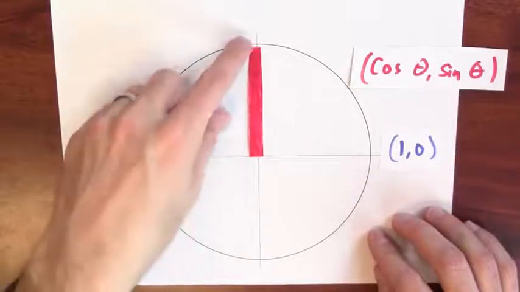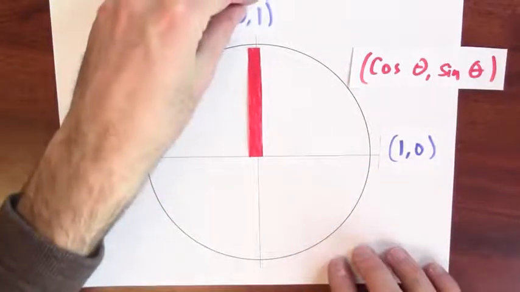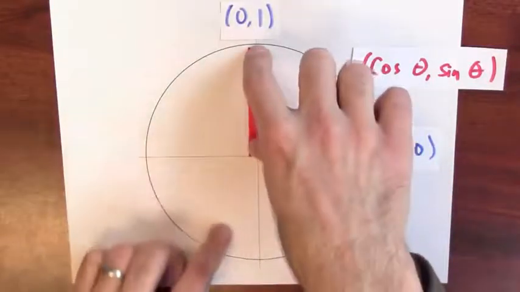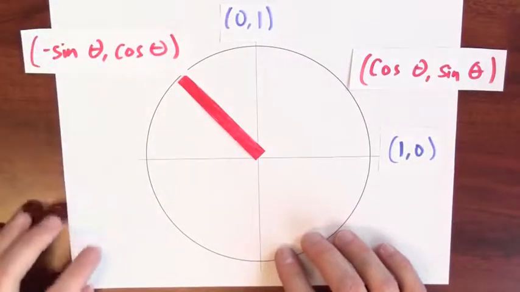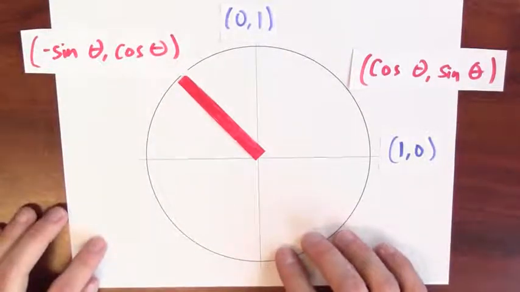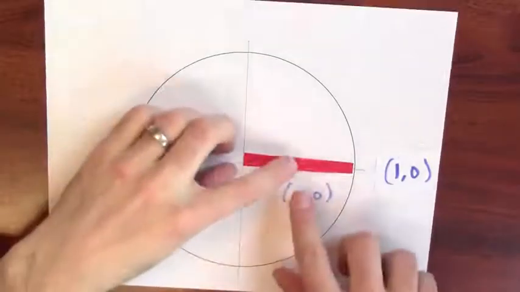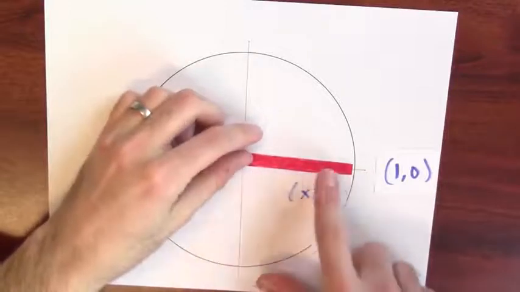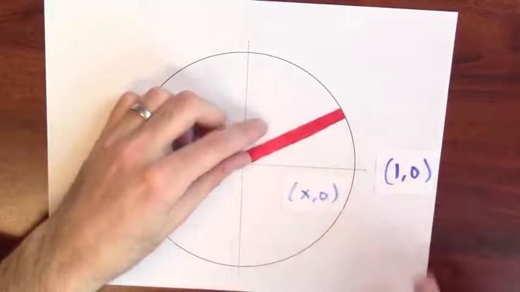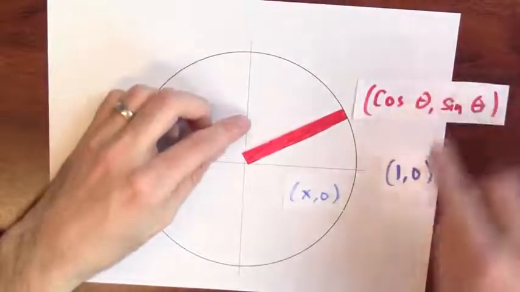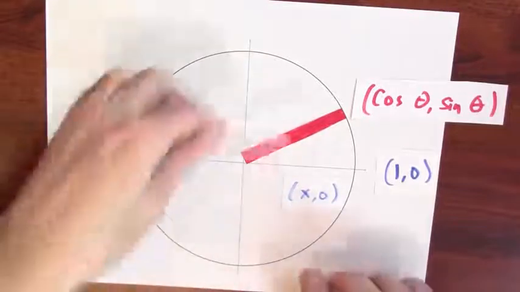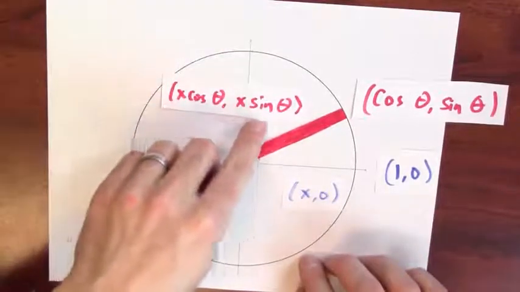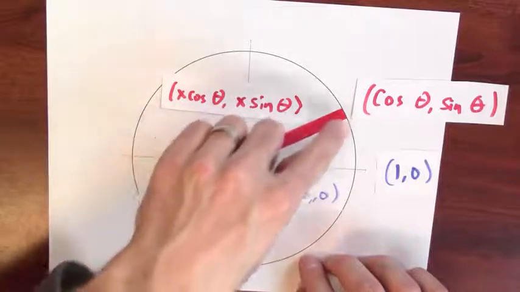Somewhat similarly, if I take this point here, the point 0, 1, and I rotate counterclockwise through an angle of theta, I end up at the point minus sine theta, cosine theta. What if I rotate some other point, x comma 0? Say x is some number between 0 and 1. Well, I just think about where 1, 0 goes. 1, 0 rotated to cosine theta, sine theta, so x, 0 must rotate to x cosine theta, x sine theta, a point on the middle of this red line.